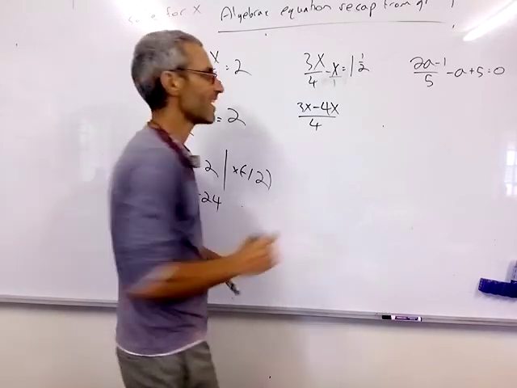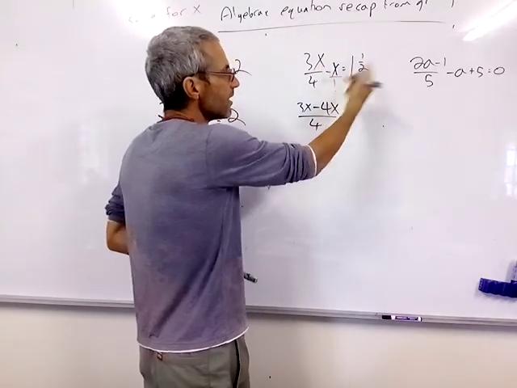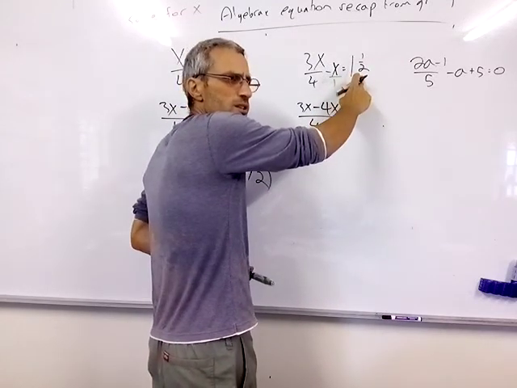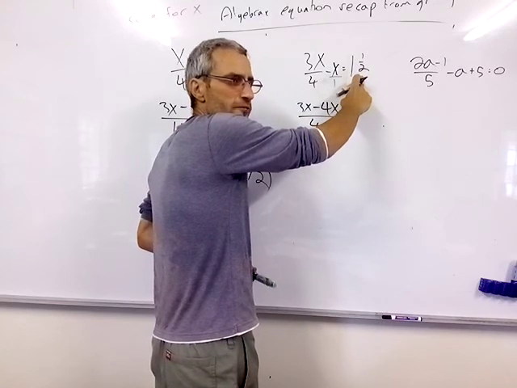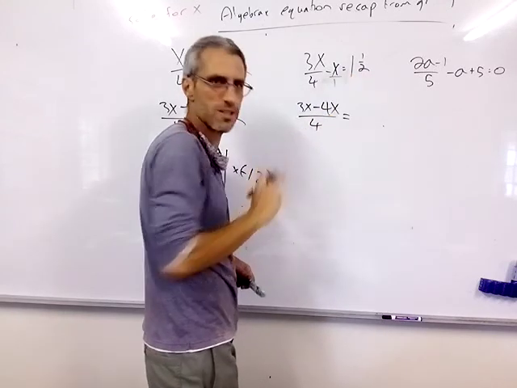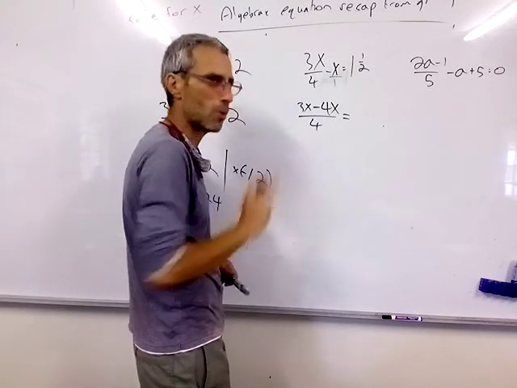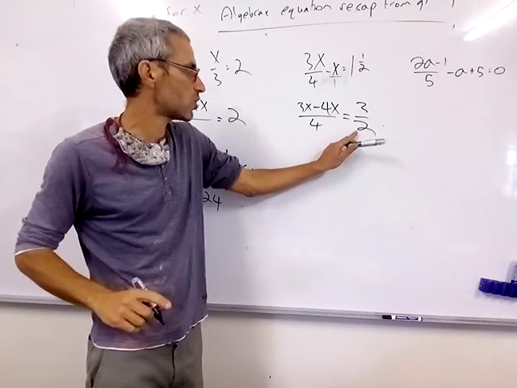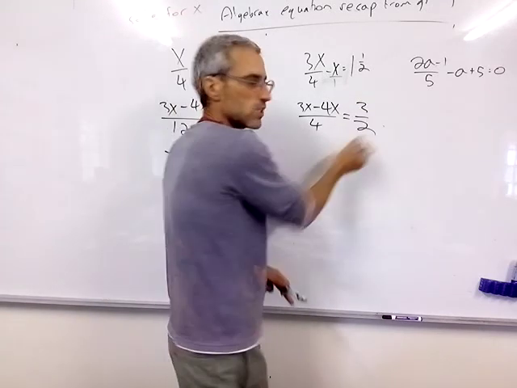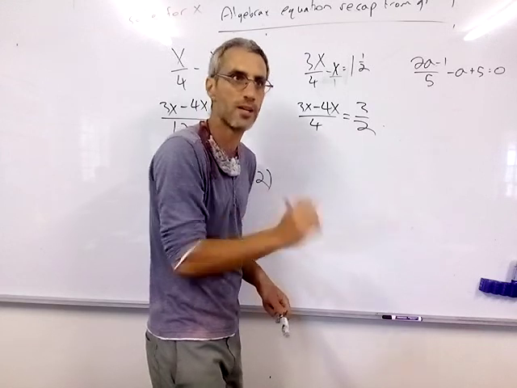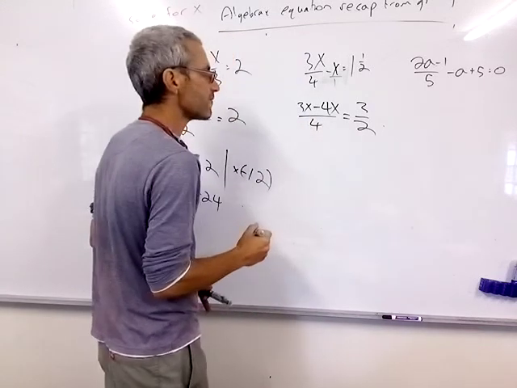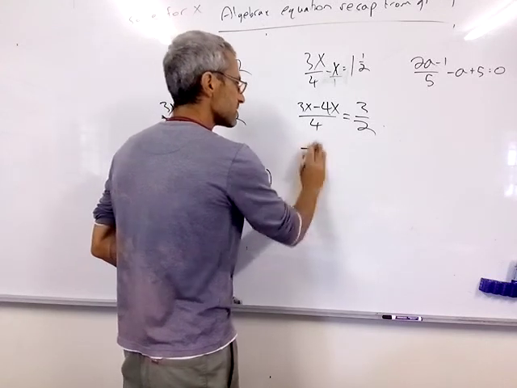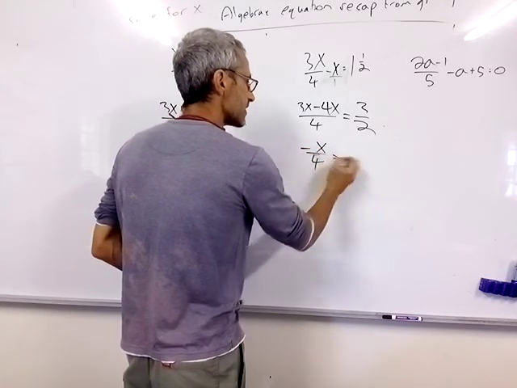Okay, now here I personally like to convert that into a naughty fraction, an improper fraction. It's not a proper fraction. 3 over 2. Now you can change that into 6 over 4 if you want to have the same thing. You can do that, but you don't even have to. What is 3x minus 4x? Negative x. Negative x over 4. That's equal to 3 over 2.